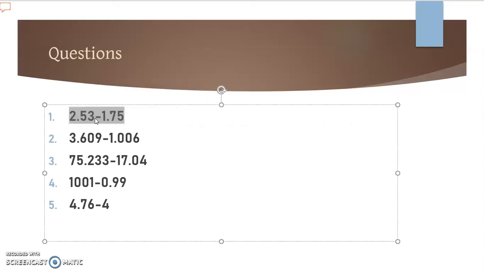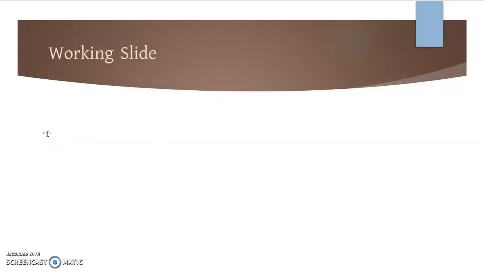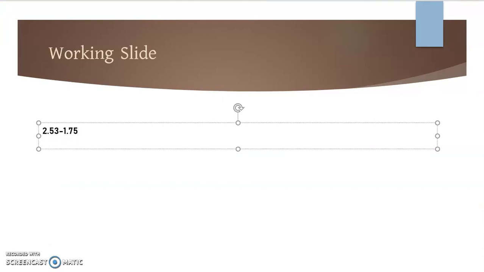First question is 2.53 minus 1.75. Here the number of digits after the point are equal, so we won't do anything with that. We just simply write it down. 2.53 minus 1.75.